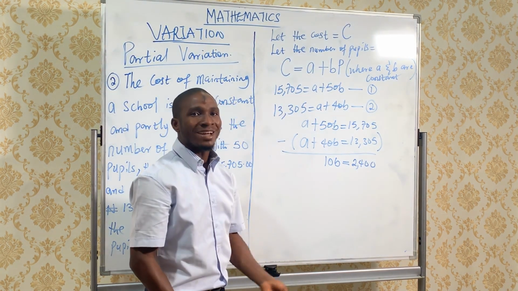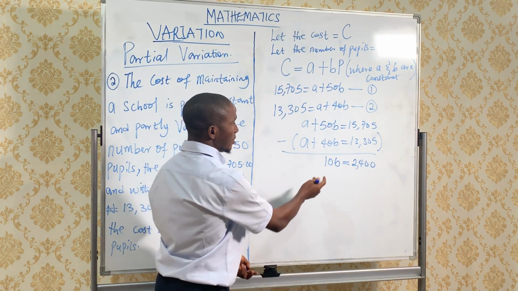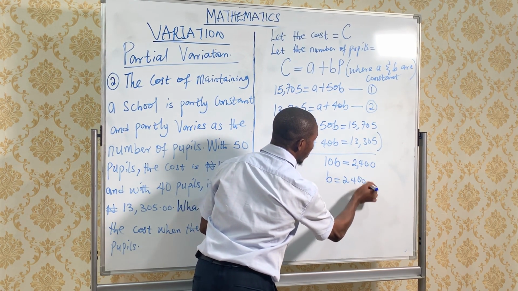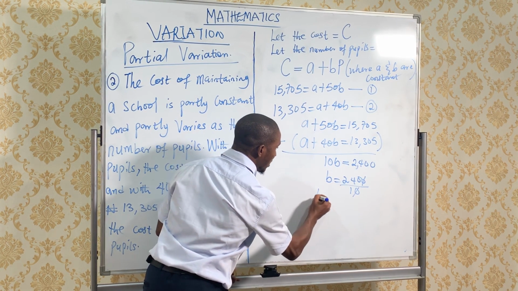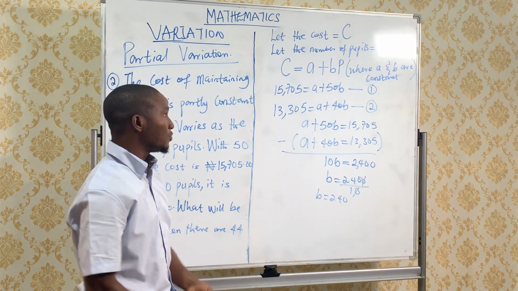You can find B by dividing both sides by the coefficient of B, which is 10. Divide both sides by 10, so we have B equals 2,400 divided by 10. 10 cancels 0, so we have B equals 240. We've gotten our constant B to be 240.